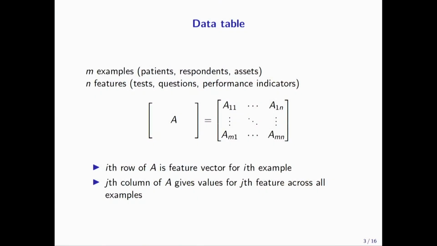Okay, more generally, let's suppose you've got a data table. The data table has m examples, which we'll draw as rows here. These might be patients in a hospital, respondents on a survey. They could be assets in a financial model. We'll see a setting later when they're data sets in machine learning. And we've got n things that we know about these examples. These are things like values that we saw on a test, answers to questions, performance indicators for different assets. So the ith row will be the feature vector for the ith example, and the jth column will be the jth feature across all of the examples.